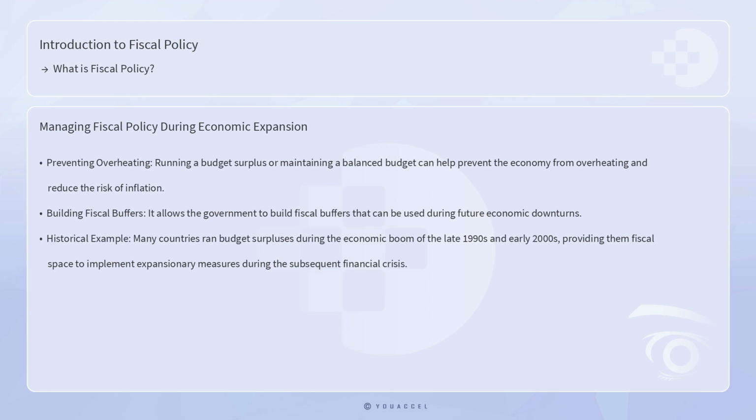Conversely, during periods of economic expansion, running a budget surplus or maintaining a balanced budget can help prevent the economy from overheating and reduce the risk of inflation. It also allows the government to build fiscal buffers that can be used during future economic downturns. For example, many countries ran budget surpluses during the economic boom of the late 1990s and early 2000s, which provided them with the fiscal space to implement expansionary measures during the subsequent financial crisis.